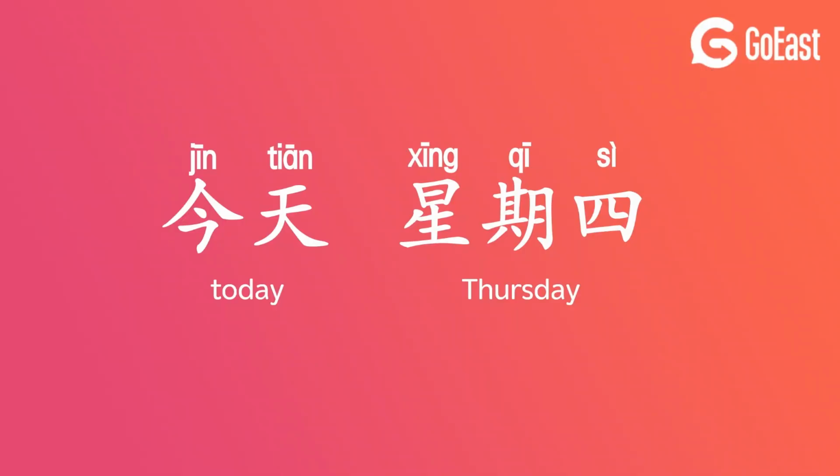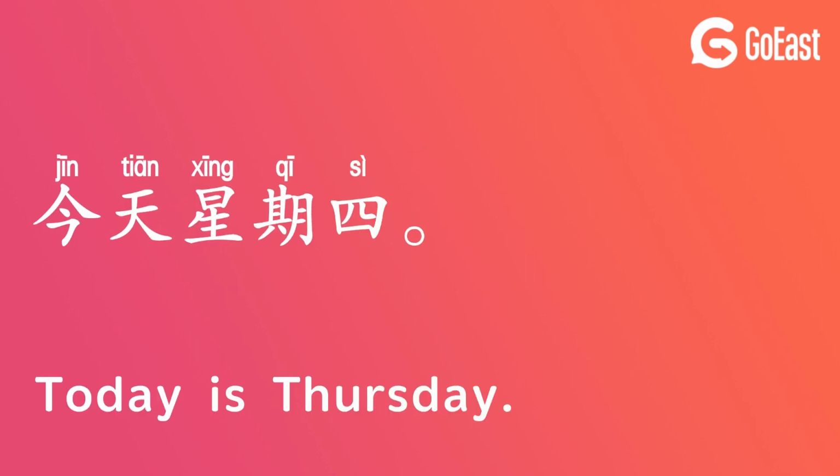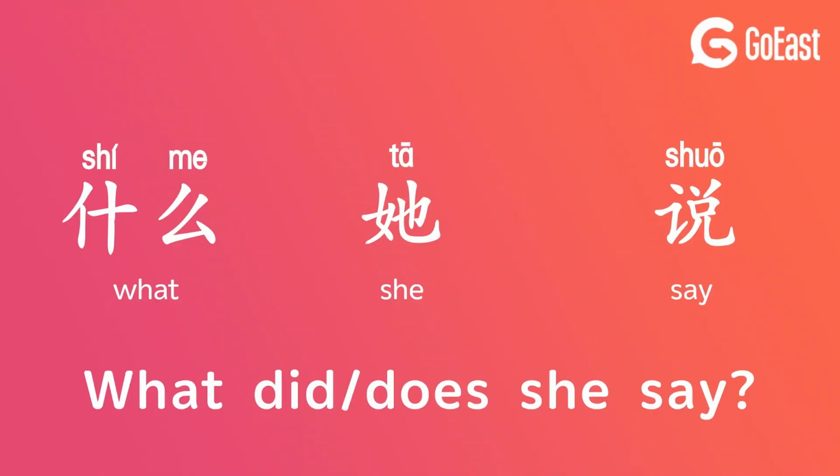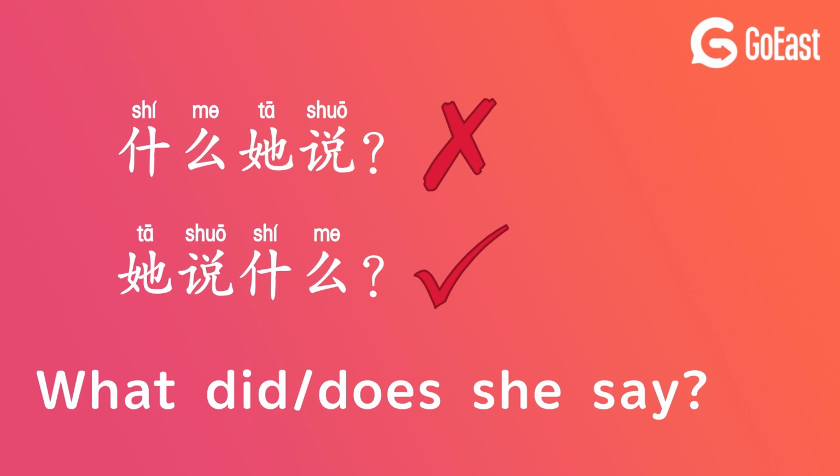Another example would be 今天星期四 It's Thursday today, also without a verb. Let me introduce you to the third example. How would you express what did she say or what does she say in Chinese? It is not 什么她说. The correct answer is 她说什么, which means she says what.